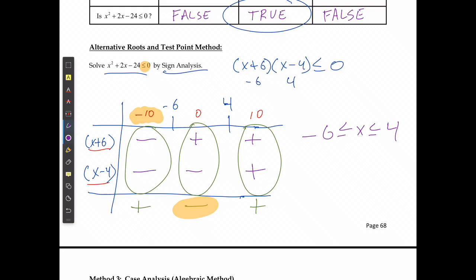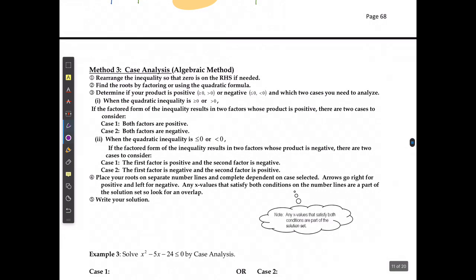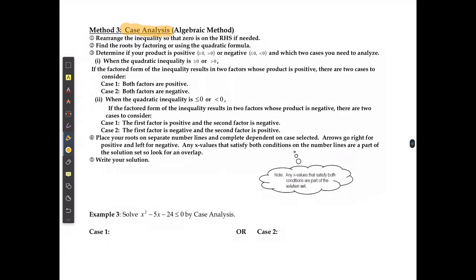So continuing on, our other algebraic method, the last one that we do, is referred to as case analysis. When we're talking about case analysis, the first steps are basically always the same. We're going to rearrange the inequality so that 0 is on the right-hand side, so we get everything on one side. We find the roots by factoring or using the quadratic formula. That's always the same.